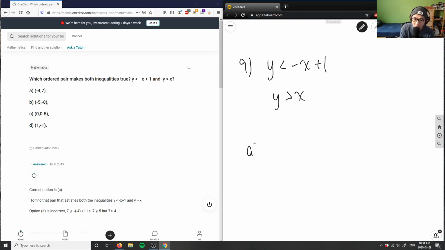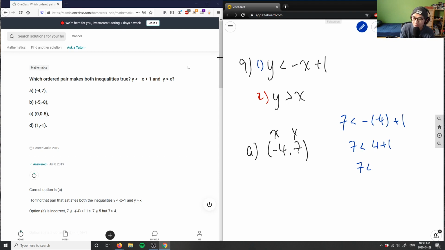So let me try A here. A is negative 4 and 7, right? So this is my x value and my y value. Let's look at the first inequality here. In the first restriction, y, which for A is 7, is less than negative 4 plus 1. So I have 7 is less than negative (negative 4) plus 1, which is 5. And this solution will not be correct, right?